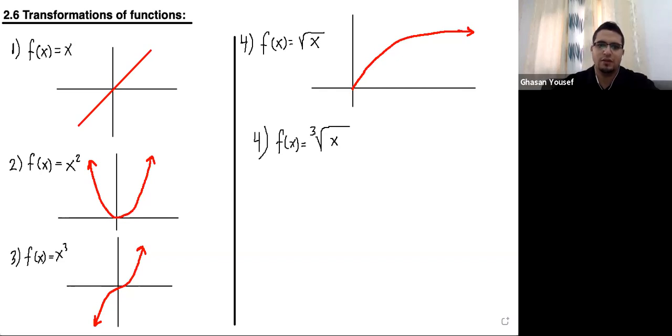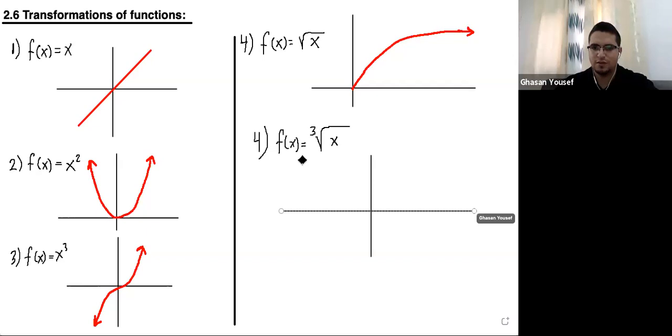Do you know what is the domain of this function? What possible input can I plug inside this function? Can I plug 0 inside this function? Yes. What about if I plug positives, like for example, the third root of 1? It will give me 1. The third root of 8 will give me 2. So all positive numbers I can plug inside this function.